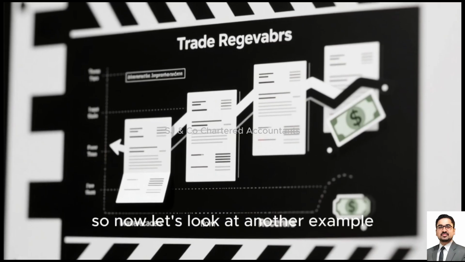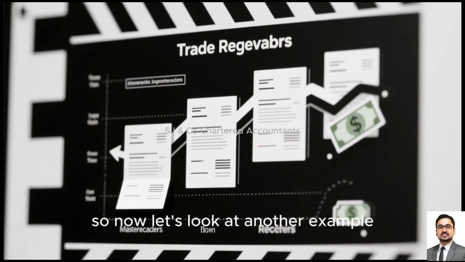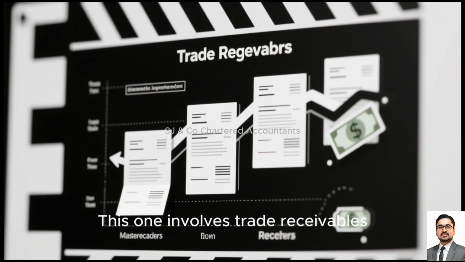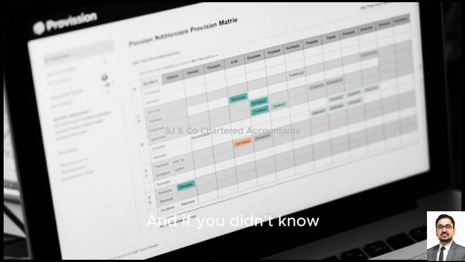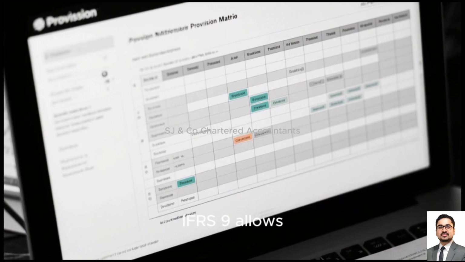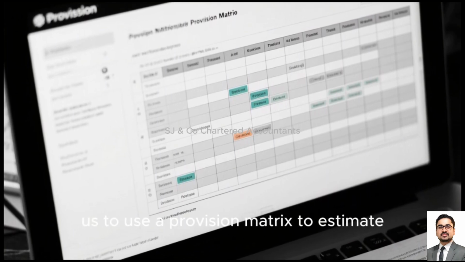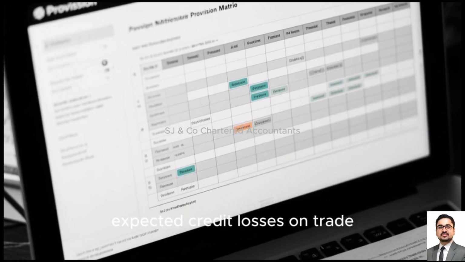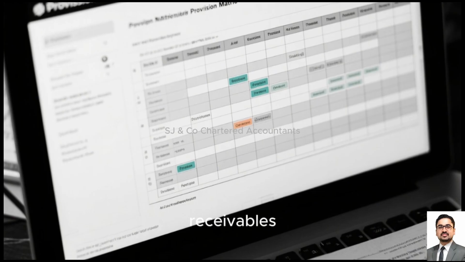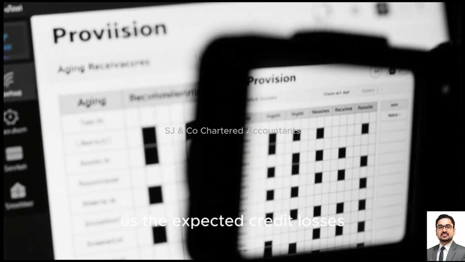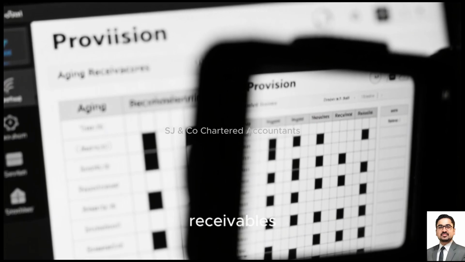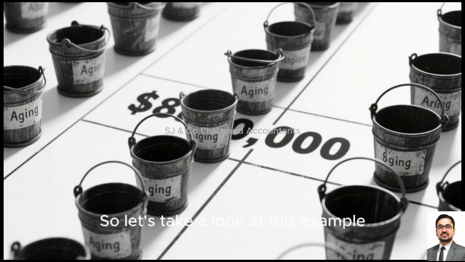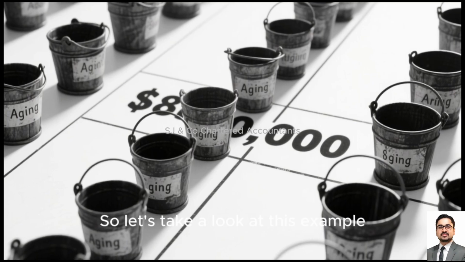Okay, so now let's look at another example. This one involves trade receivables. And if you didn't know, IFRS 9 allows us to use a provision matrix to estimate expected credit losses on trade receivables and lease receivables. A provision matrix is basically a table that shows us the expected credit losses based on the age of the receivables. So, let's take a look at this example.